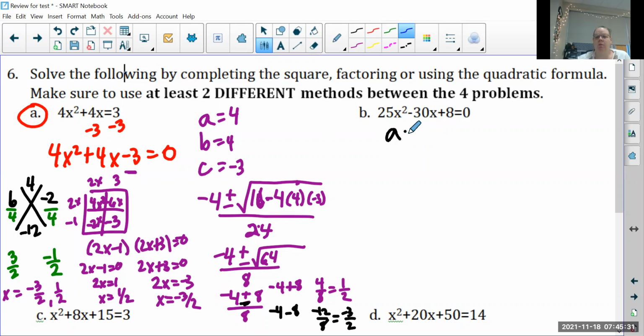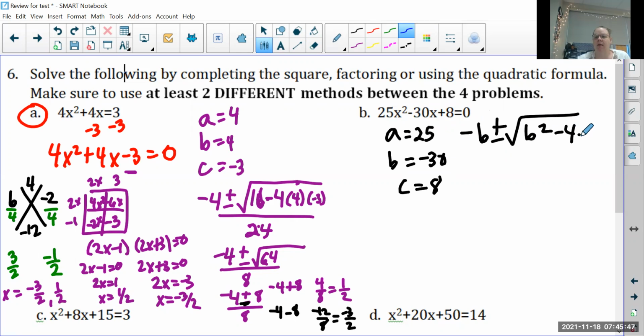So I'm just going to do this one with quadratic formula. Anything with a big number, you can just save yourself some time by just saying, I'll just do quadratic formula and get right to the answer. So remember, it's negative b plus or minus the square root of b squared minus 4 times a times c, all over 2a. So I'm just plugging in the numbers.